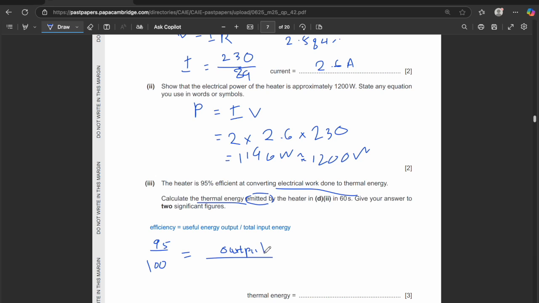And this we are calculating in energy, which means we have to change this power into energy as well. So P is equal to E by T. So 1200 will be equal to energy divided by time. Time is 60 seconds. So you get energy is actually 72,000 joules. So we have to put that there.